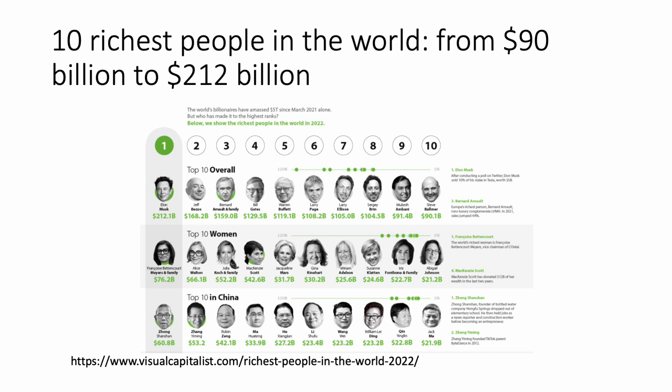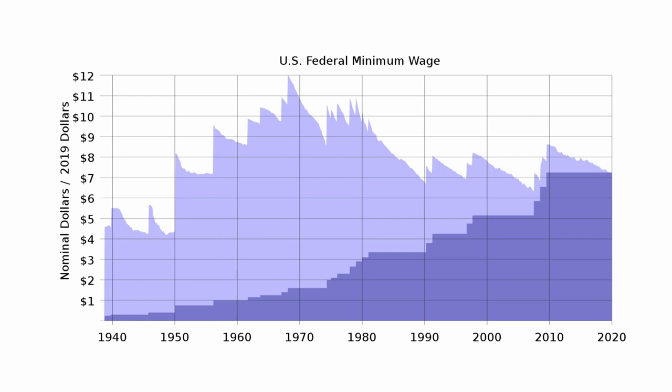Now, by comparison, let's look at the minimum wage. What we have here is two lines, two graphs. One is the actual purchasing power. If you look at the dark line, that's in nominal dollars, in other words, let's say in 1940 it was below a dollar. But the light purple is if you equalize it out to the value of a dollar in 2019. So that top one is the actual value, what you can really buy with the minimum wage. So for right now, if you look at the dark blue, that's what it really is.